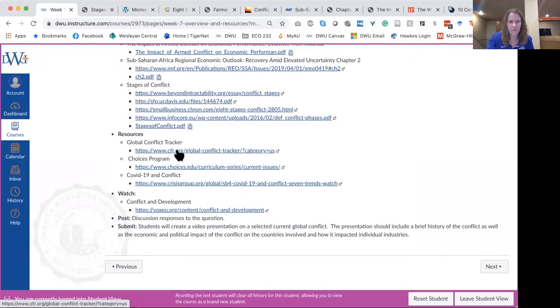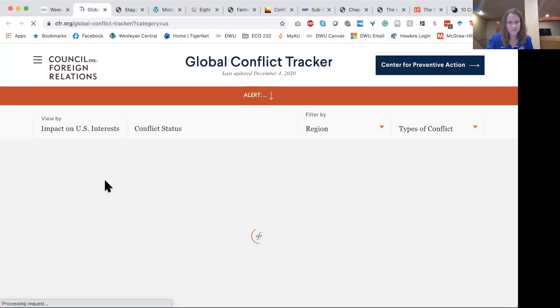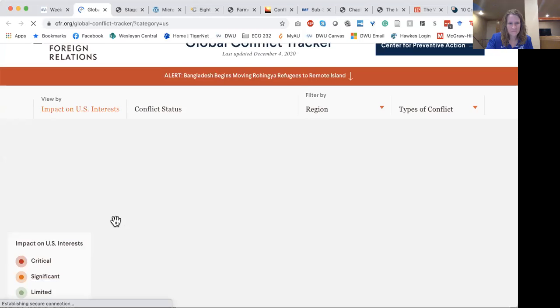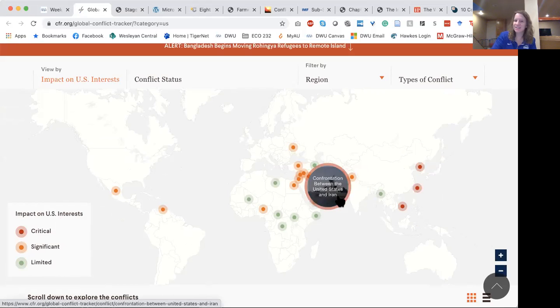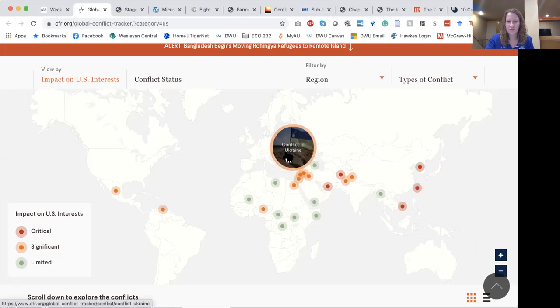Some other resources for you. We've got this global conflict tracker. And you can see it's got impact on US interests. We've got critical, significant, and limited. So looking at the destabilization of Mali, I think is how you say that, that's got limited impact on the US. But if we come over to the Islamist militancy in Pakistan, that's got a big impact. Territorial disputes in the South China Sea, the North Korea crisis, tensions in the East China Sea. What's this one? The confrontation between the United States and Iran. Obviously, that one's going to have a heavy impact. So these might just be some good sources for you when you're looking at your applied assignment this week as a group.